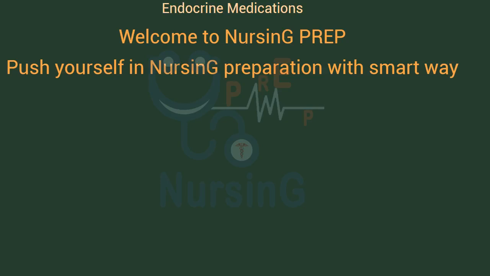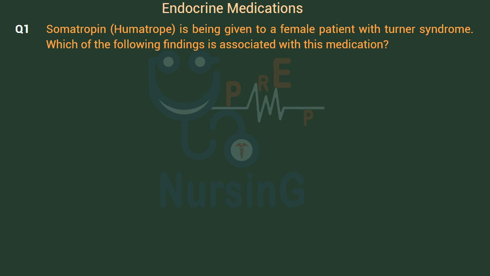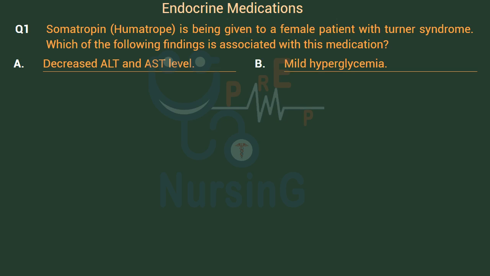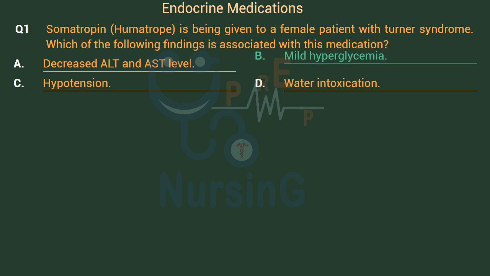Endocrine medications. Somatropin, Humatrope, is being given to a female patient with Turner syndrome. Which of the following findings is associated with this medication? Option A. Decreased ALT and AST level. Option B. Mild hyperglycemia. Option C. Hypotension. Option D. Water intoxication. Right answer is Option B.